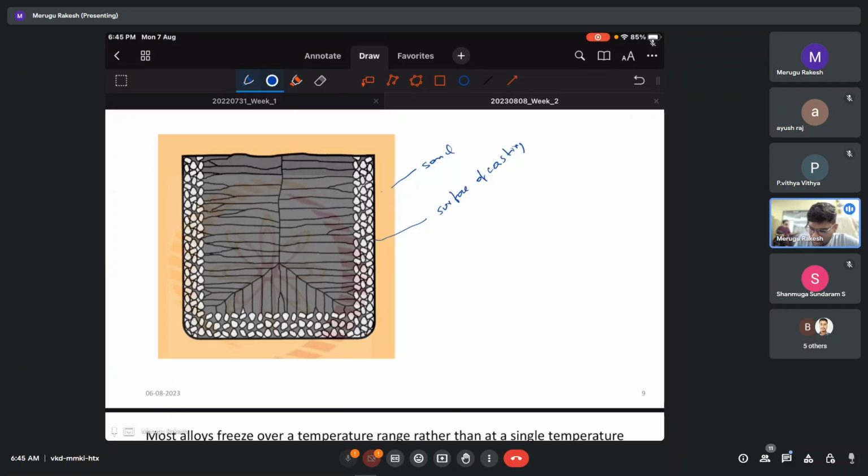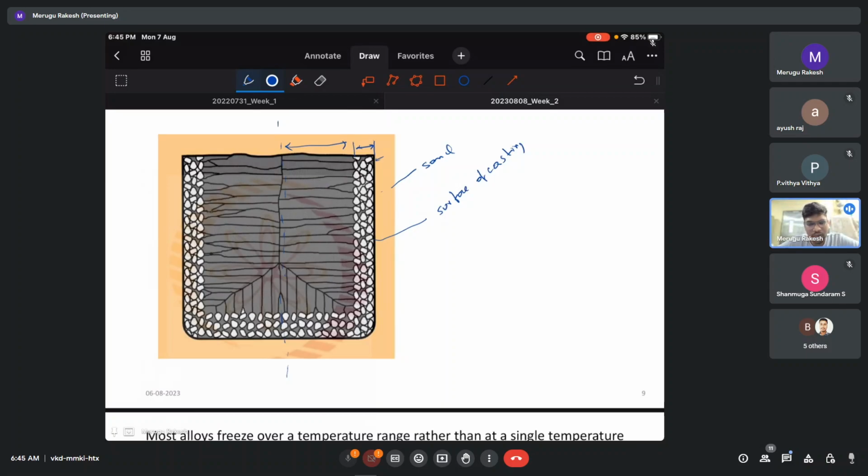So we can see at the bottom, at the interface of the sand as well as the casting, we have some thickness. Then from there it is almost symmetric, if you see. This happens because whatever liquid touches the surface will undergo rapid cooling, so it will form a thin layer in which we will have small grains randomly oriented.